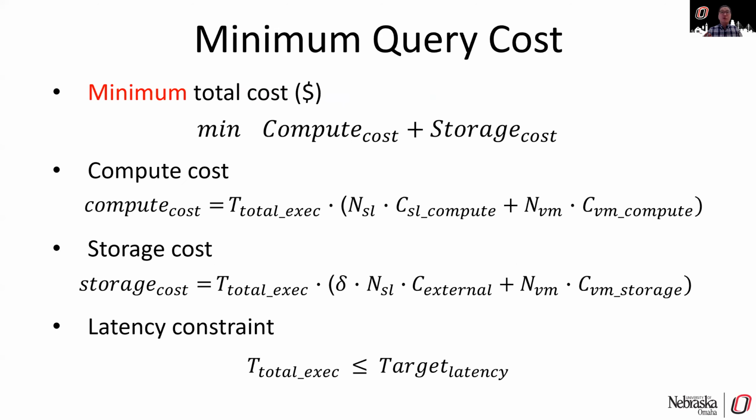Once we get the target latencies, the last problem COCOA solves is to minimize the query cost. The query cost is the sum of compute cost and storage cost, and we try to minimize this overall query cost. The last thing COCOA considers is the target latency as a constraint. So by setting the target latency constraint and then minimizing the overall cost, COCOA allows the application to explore the trade-off space by setting the threshold.